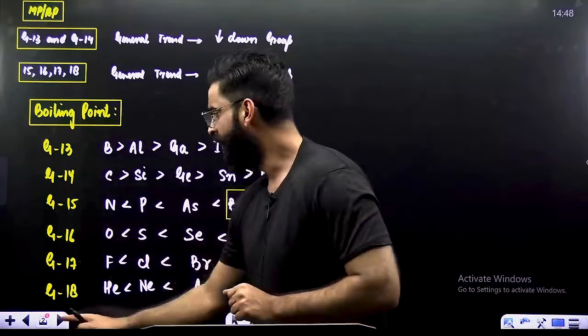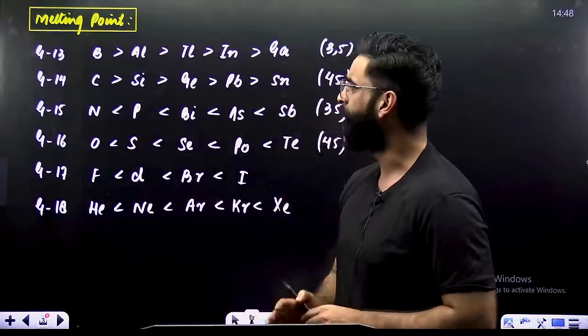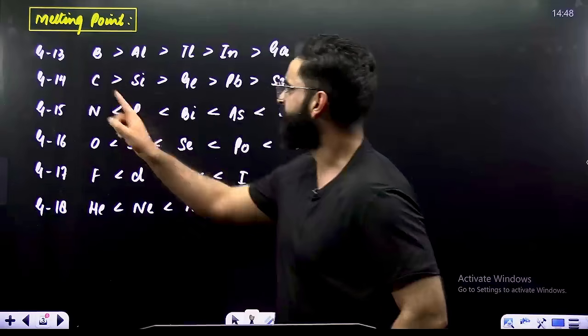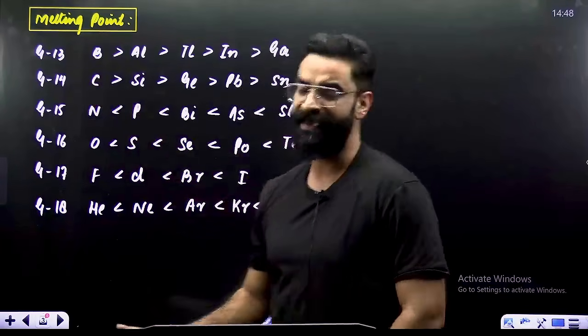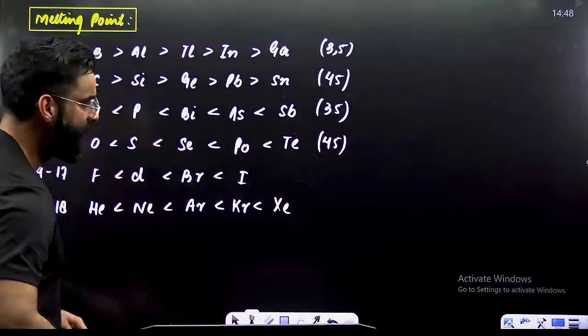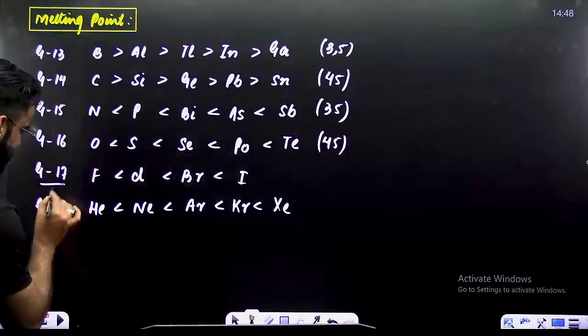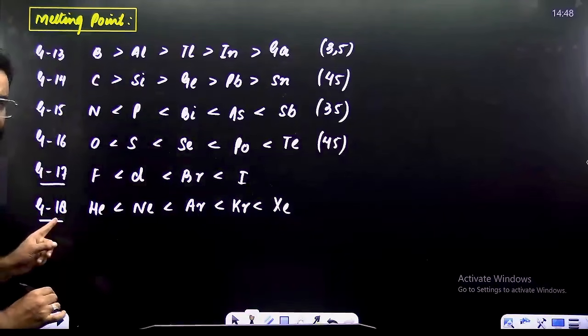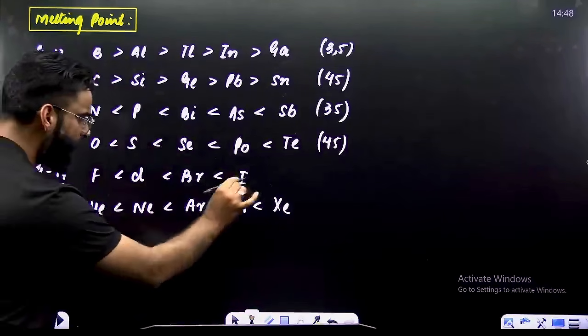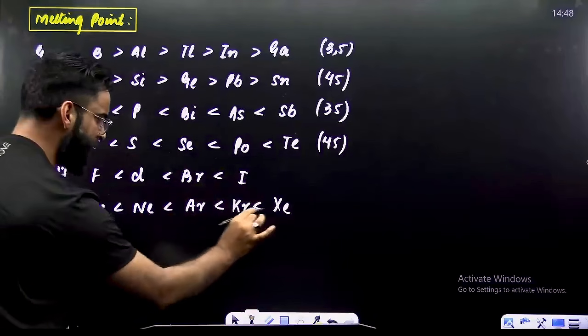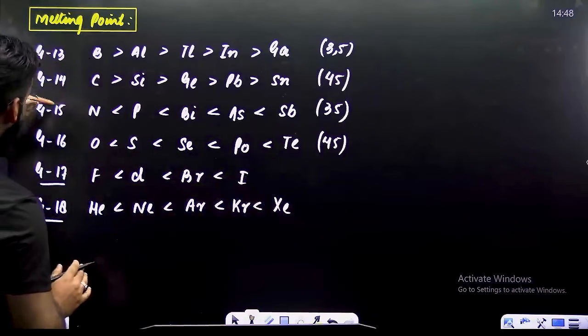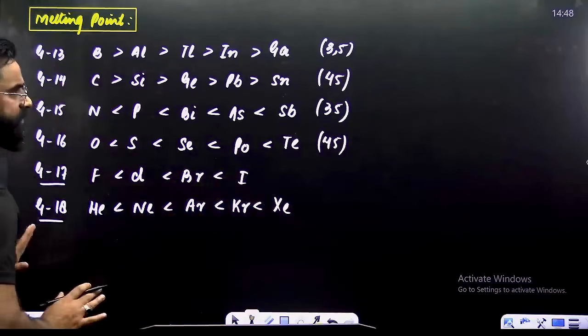Number 1. Number 2, when it comes to the melting point order. My dear students, first of all, it is full of exceptions, I must say. First of all, in your group 17 and group 18, there are no exceptions when it comes to melting points. As you can see, down the group, melting point is increasing. Down the group, melting point is increasing. But 13, 14, 15, 16, there are some exceptions, right?